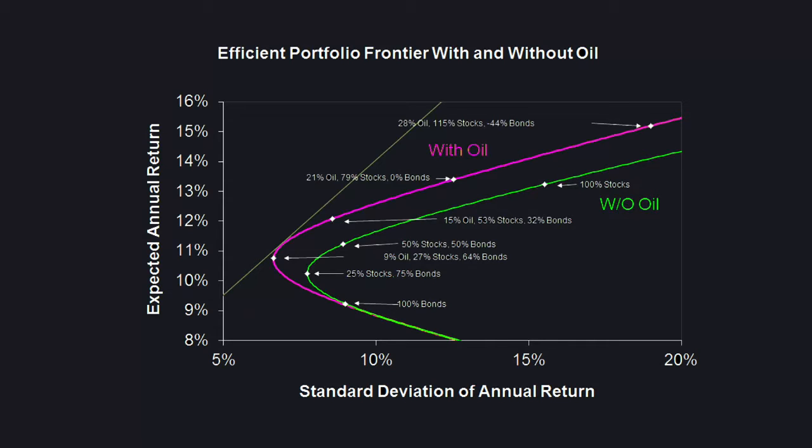And so what is the minimum standard deviation I can get for any given expected return? And you can see that it gets more complicated now. The minimum variance portfolio, the minimum standard deviation portfolio, would be 9% oil, 27% stocks, and 64% bonds. Up here, this is 21% oil, 79% stocks, 0% bonds. And here's 28% oil, 115% stocks, minus 44% bonds. All those things are possible.